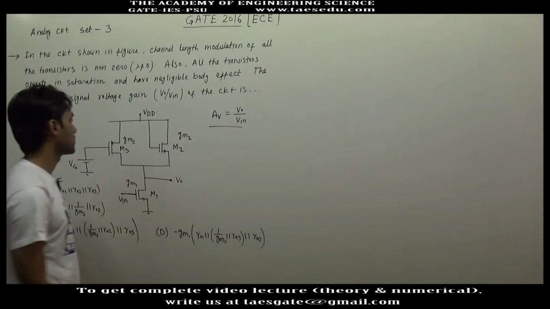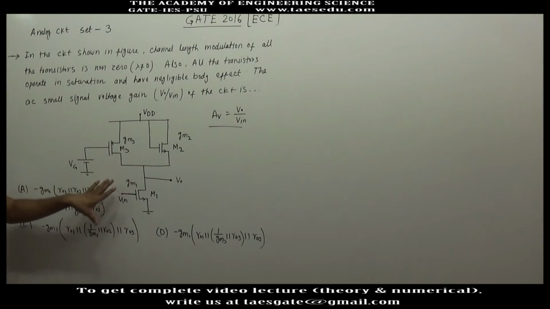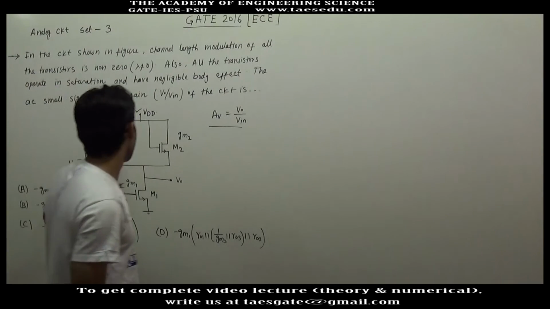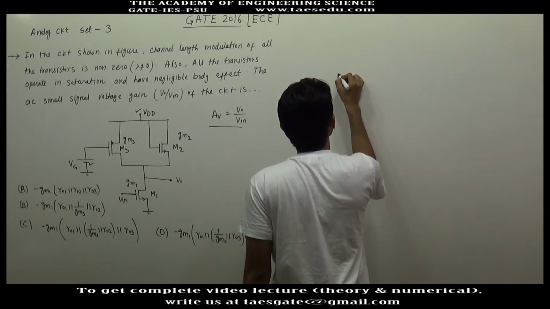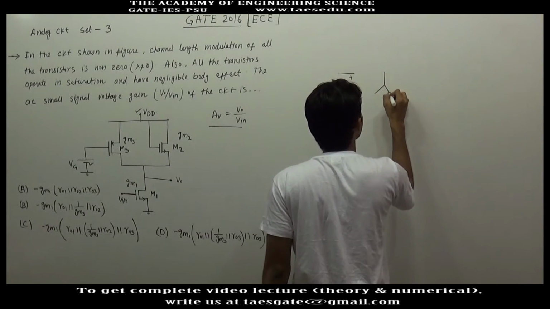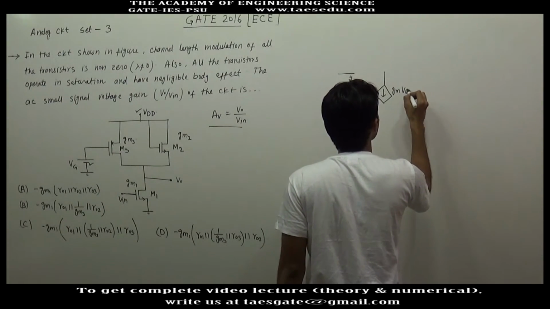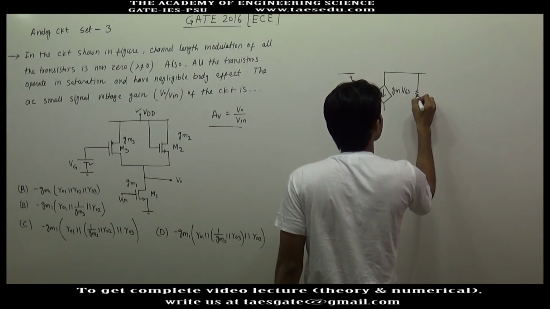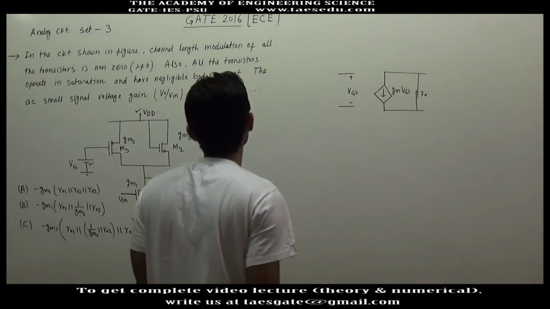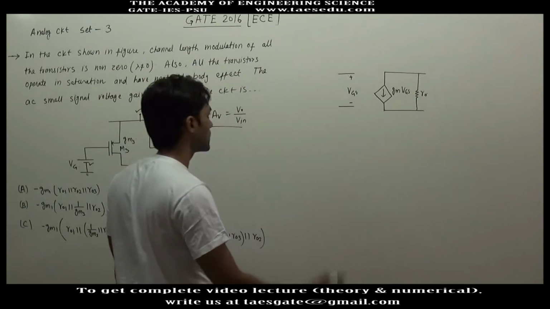To find the gain, let us first draw the AC equivalent circuit of each transistor. In the AC equivalent circuit of this amplifier, all the DC voltage sources are short circuited. So this will be short circuited, this will be short circuited, and the MOSFET is modeled as follows: this is VGS, and here we have a voltage dependent current source, transconductance times VGS, and the output impedance is connected in parallel with the dependent current source. This is R0. So let us consider this is the AC model of the first transistor.